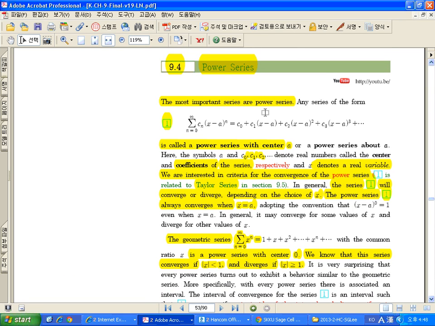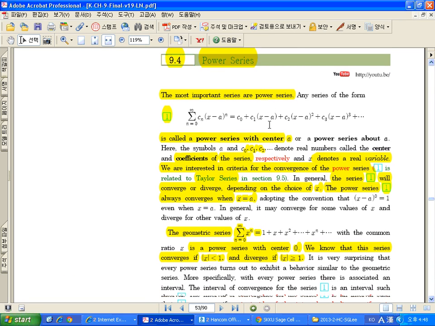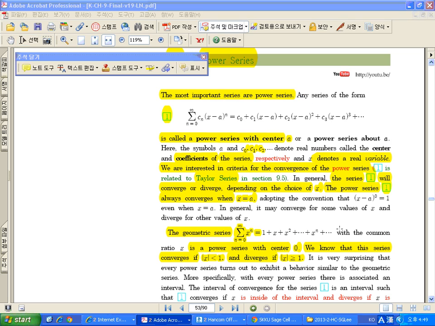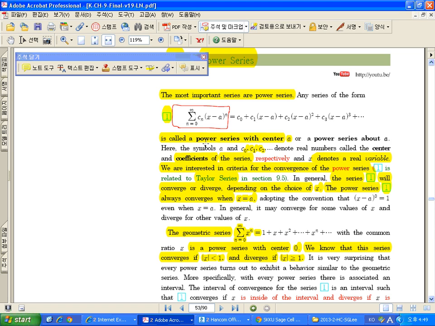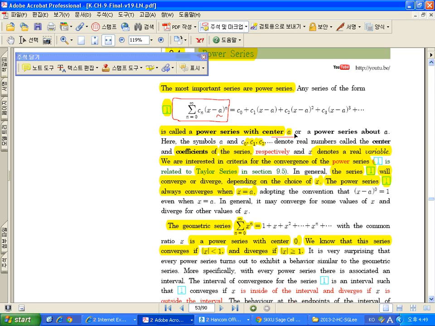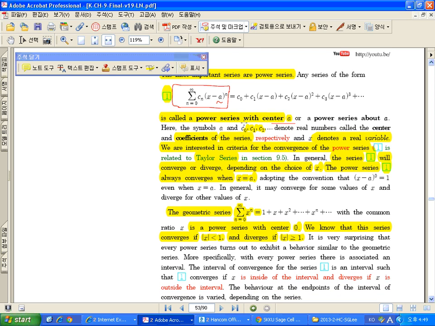Okay, section 9.4, power series. The most important series are power series. This series is called a power series with center a. The coefficients c0, c1, c2 denote real numbers. The a is called the center, and these c_i's are called the coefficients of the series, respectively. And x denotes the variable.